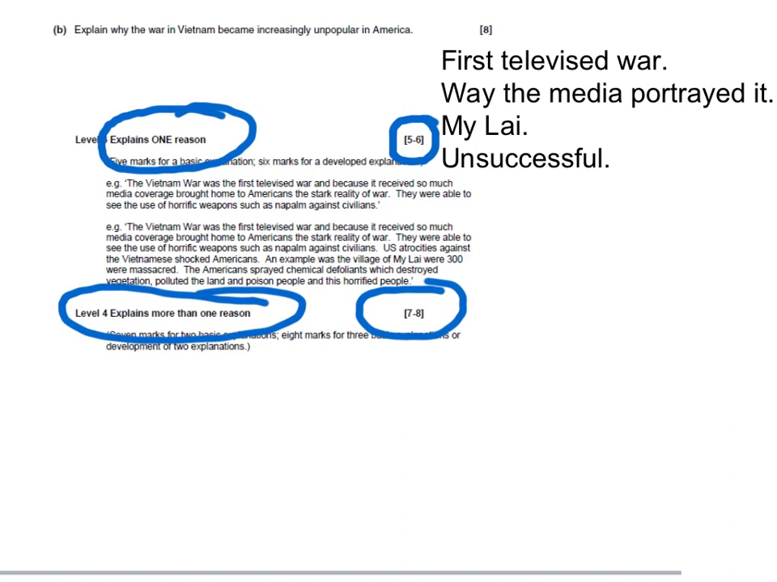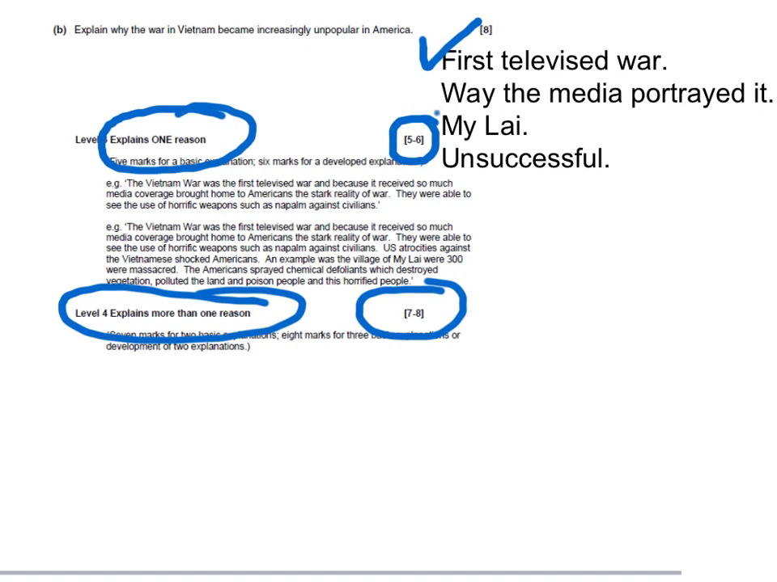Now, the Vietnam War was the first televised war. People said the blood looked very red on the American television screens. The horrors of war were being brought into people's living rooms for the first time, and the napalm and the destruction could be seen very first-hand.